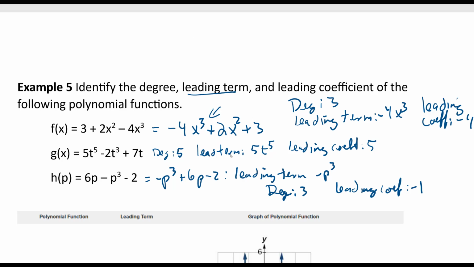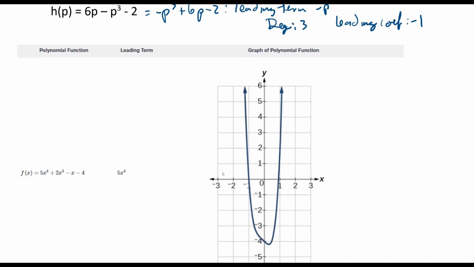Now let's talk about the graphs of polynomial functions. What you'll notice is that the leading term is going to give us the end behavior. When I talk about end behavior, I'm talking about what happens as x gets big or x gets small. To contrast that with local behavior, which we'll talk about in the next video, that's stuff as x is near 0. So we really look at that leading term.